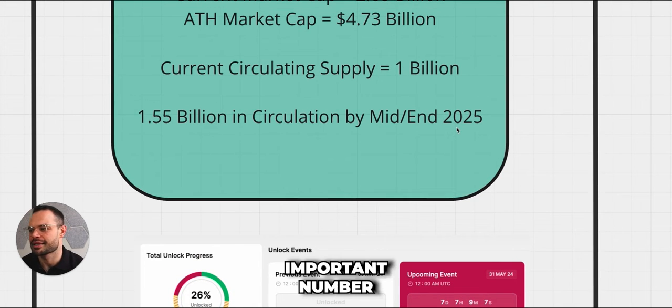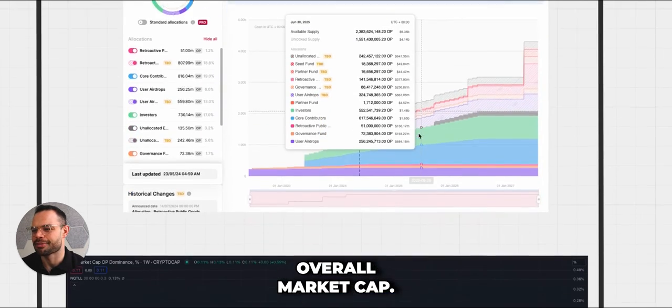And again, this is an important number for how we estimate our price prediction, because ultimately the amount of tokens in circulation multiplied by the price per token gives us our overall market cap.